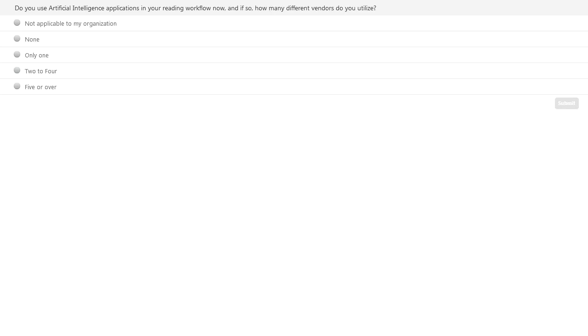Do you use artificial intelligence applications in your reading workflow now? And if so, how many different vendors do you utilize? So if you would give that some thought, make a selection: not applicable to my organization, not using any, only 1, 2 to 4, or 5 or more. That would be really helpful to hear back from you there. And I think we will now share the results.